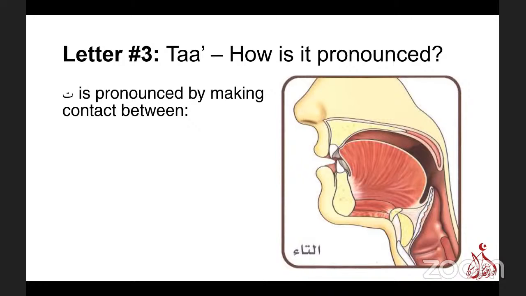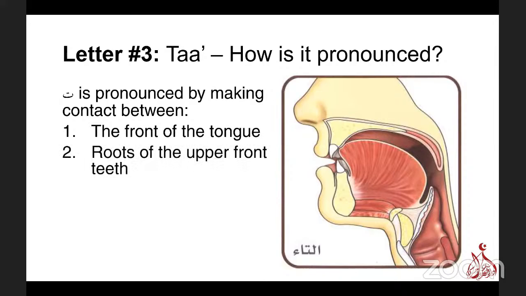So ta, generally speaking, is pronounced by making contact between two parts of your mouth. The two parts that come into contact are the front of your tongue and the roots of the upper front teeth. That means wherever the top two front teeth are growing from, the roots of that area. So basically your tongue is going to be almost on an area where the teeth and the gums are intersecting. But that means the tongue is still somewhat on the teeth and on the gums at the same time. It's not only on the gums, it's not only on the teeth. And that's where a ta is pronounced from.